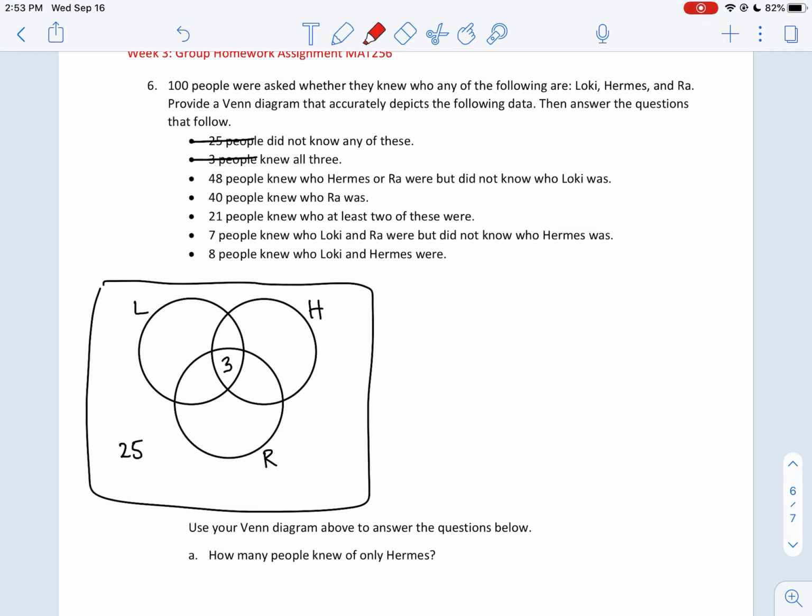So this is the part that knew who Loki and Hermes but not Ra. This is Loki and Ra but not Hermes. This is Hermes and Ra but not Loki, and this is all 3. So to say they knew at least 2 of these would be those 4 numbers there, one of which we know right now, the 3. So keep that in mind.